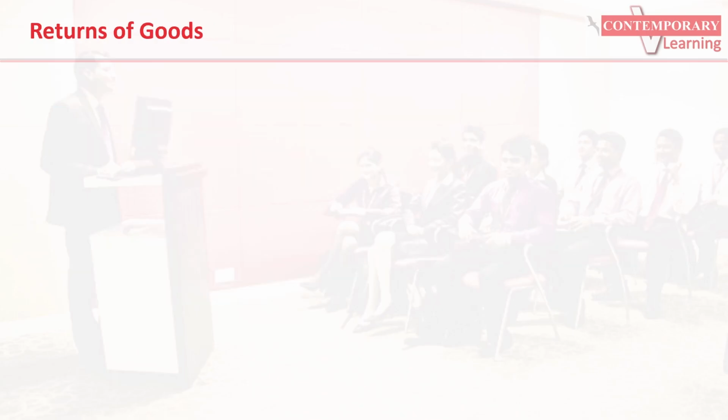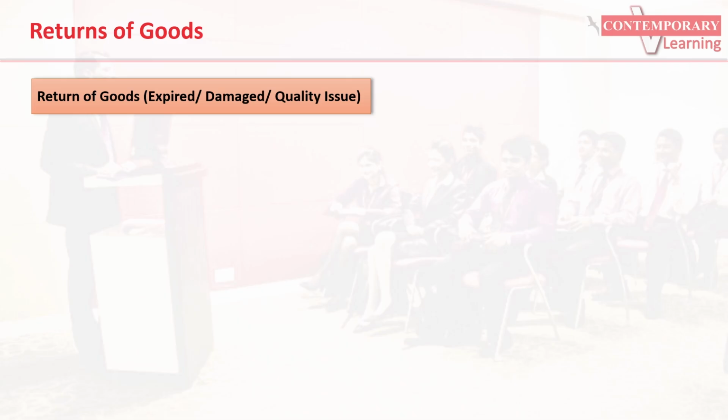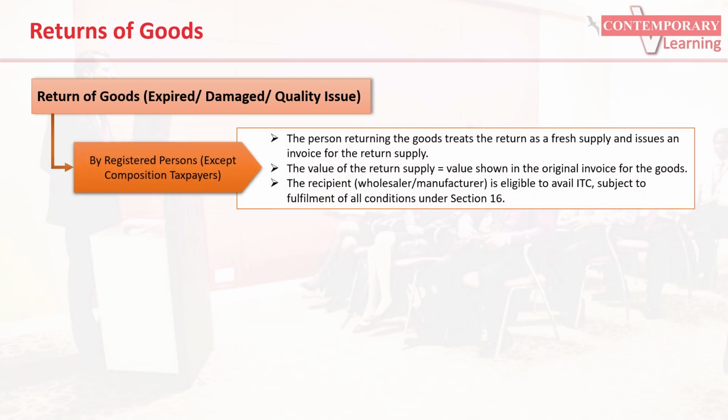Let me explain a special situation that often confuses practitioners: the return of goods. The GST law has specific provisions for handling returns, and the treatment varies based on who's returning the goods. When registered persons, except composition taxpayers, return goods, they treat the return as a fresh supply and issue an invoice. The value shown should match the original invoice value. The recipient, typically the wholesaler or manufacturer, can avail ITC on this return supply, subject to meeting all conditions under Section 16.